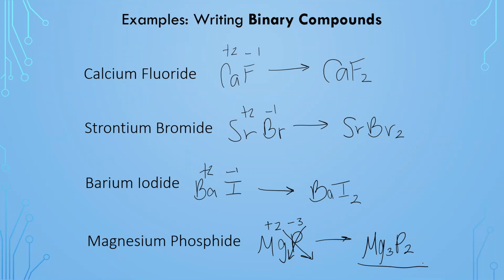Mg3P2. And just to show you again, if I plug these charges back in, -3 times the 2 subscript gives me a -6 overall. A +2 times the 3 subscript gives me a +6 overall, and they cancel. Okay, so that is binary compounds. Write the elements, write the charges, crisscross to cancel if necessary to make subscripts.